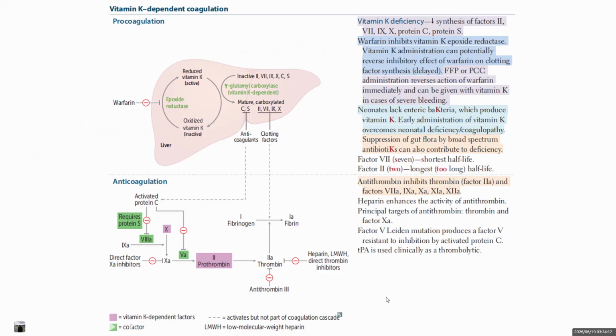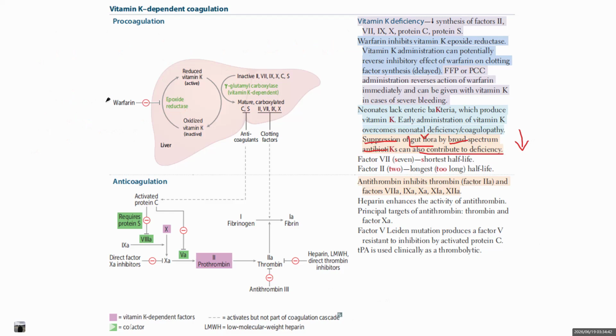And why do broad spectrum antibiotics cause vitamin K deficiency? The main reason is that some of the gut bacteria produce your vitamin K, and broad spectrum antibiotics reduce or suppress the gut flora, which definitely leads to deficiency of vitamin K.